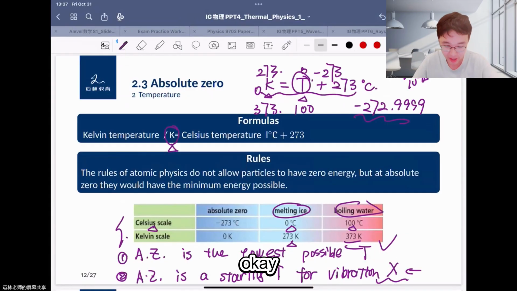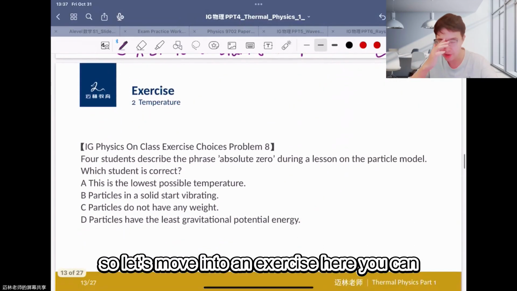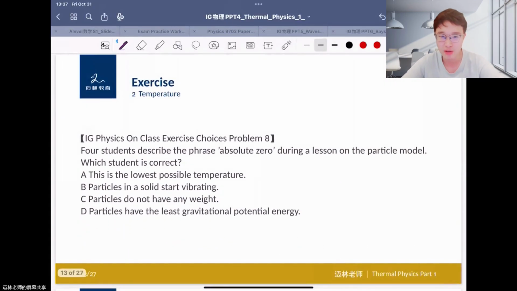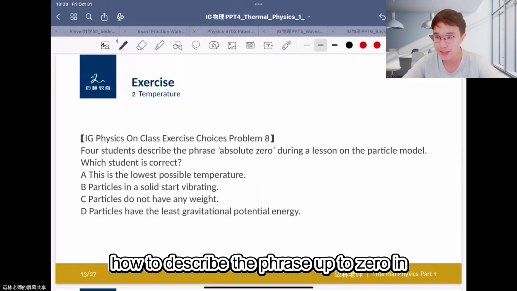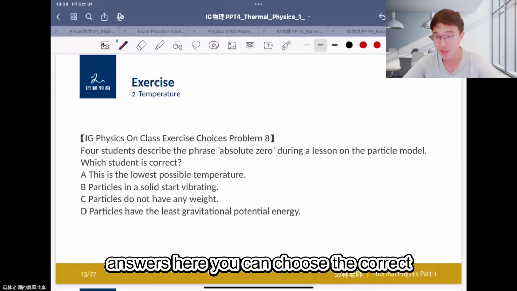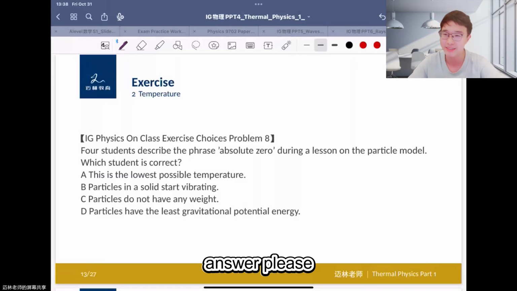Okay, so let's move into an exercise. You can find it in these slides. How do we describe the phrase absolute zero in the four answers? Here you can choose the correct answer, please.